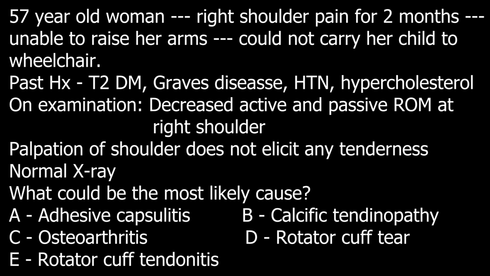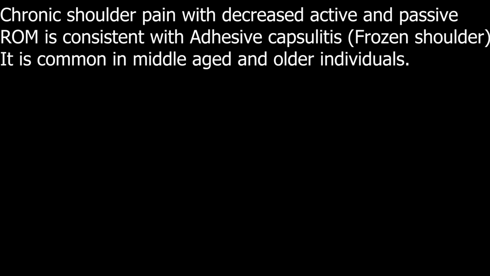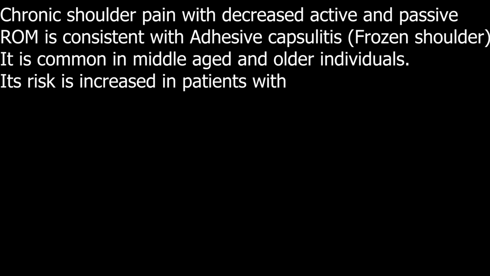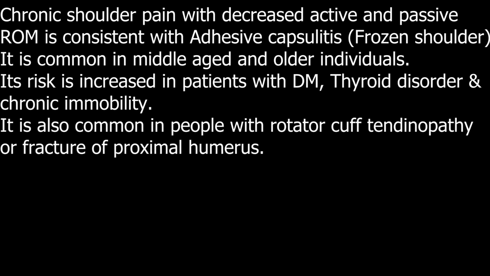Now, our patient has chronic shoulder pain with decreased passive and active range of motion, which is consistent with adhesive capsulitis, which is sometimes also called frozen shoulder. Adhesive capsulitis is characterized by loss of normal distensibility of the glenohumeral joint due to chronic inflammation, fibrosis, and contracture. It is most common in middle-aged and older individuals, and the risk is increased in patients with diabetes, thyroid disorders, and chronic immobility. It is also common in patients with rotator cuff tendinopathy or fracture of the proximal humerus.